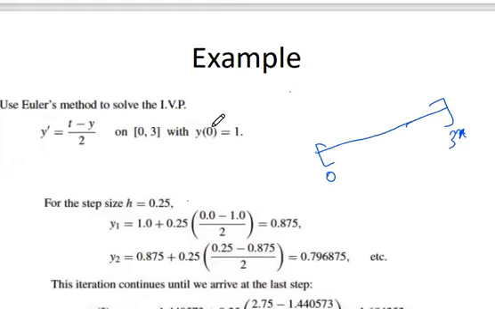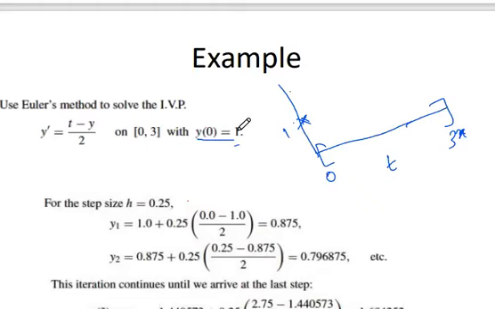And here they specify the initial condition. So we know something about this unknown. y is the unknown function, t is the independent variable, and the dependent variable is y. So we know this unknown function at this point: when t is equal to 0, y is equal to 1. Okay, it specified.